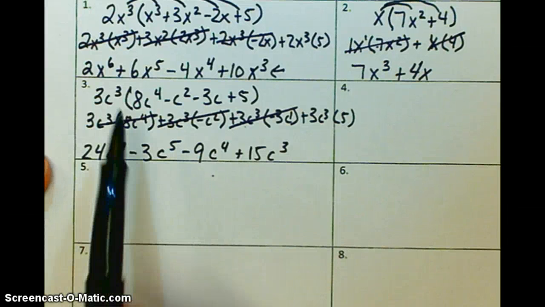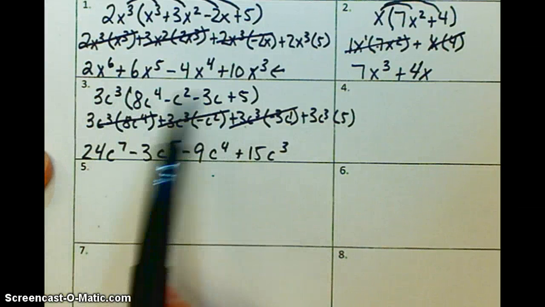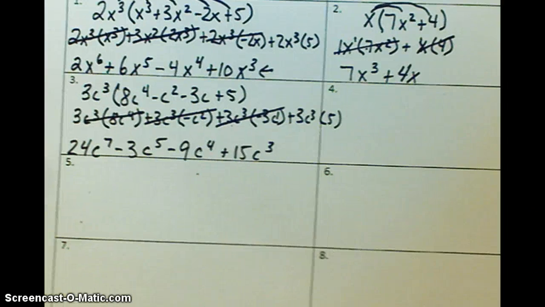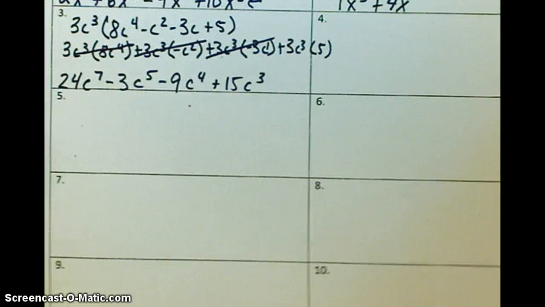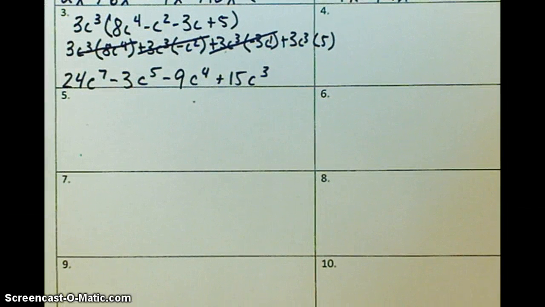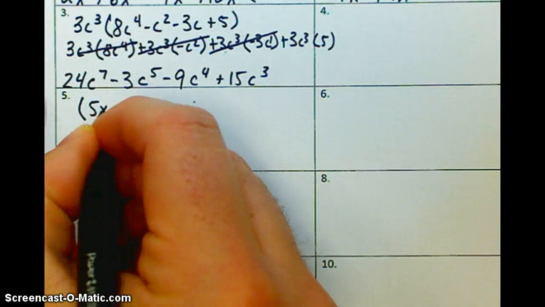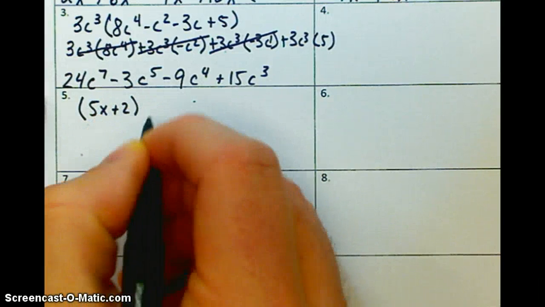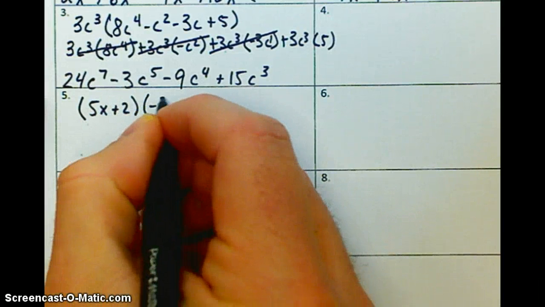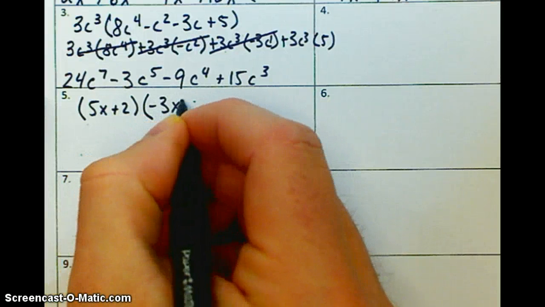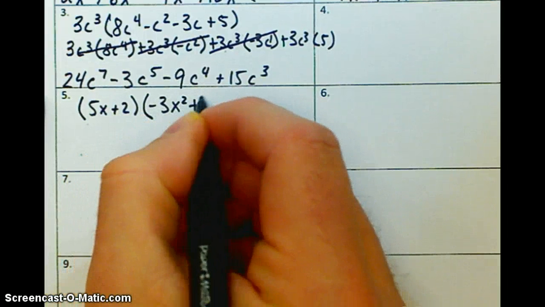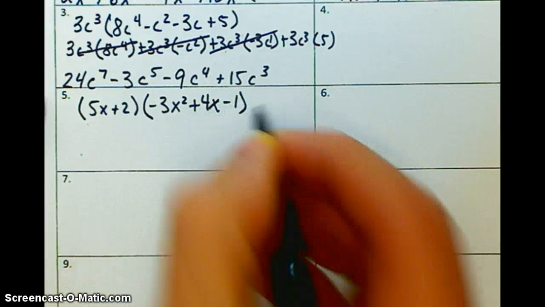Okay, so this right here was multiplying monomials times polynomials. The next example that we're going to do, and I'm going down here to number 5, is multiplying binomials with trinomials. So that means we have 5x plus 2 times negative 3x squared plus 4x minus 1.